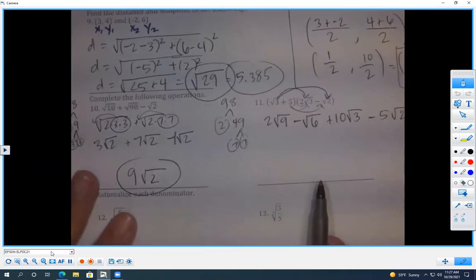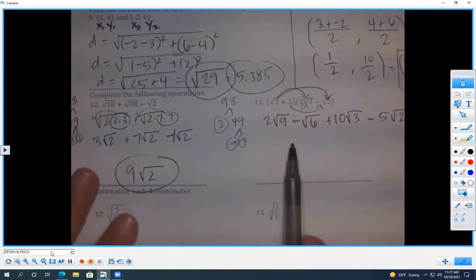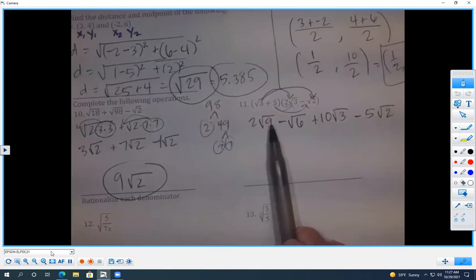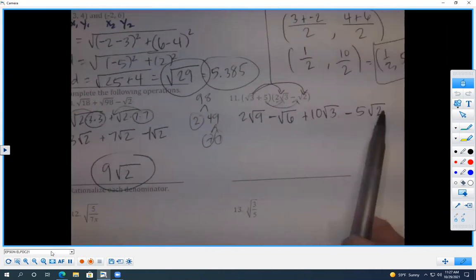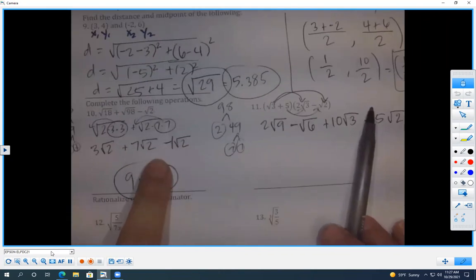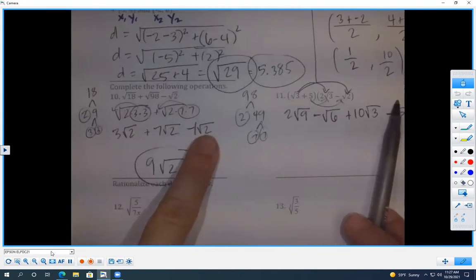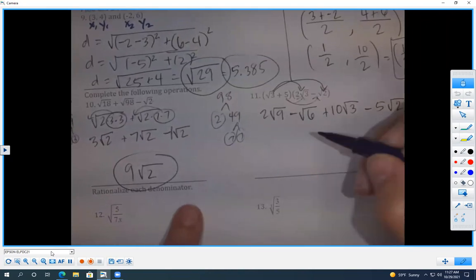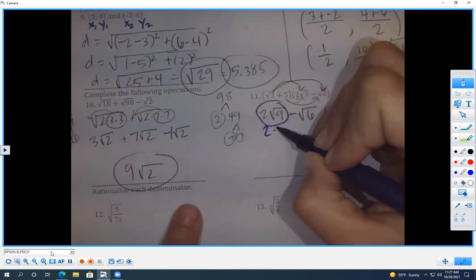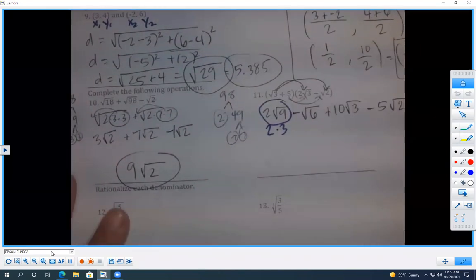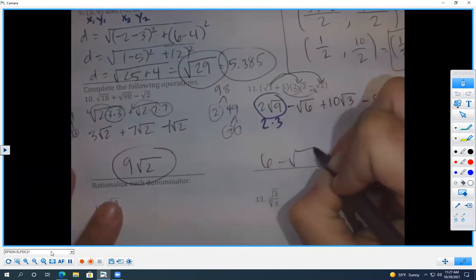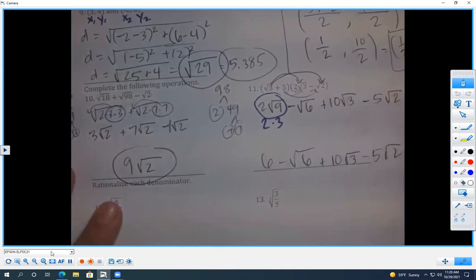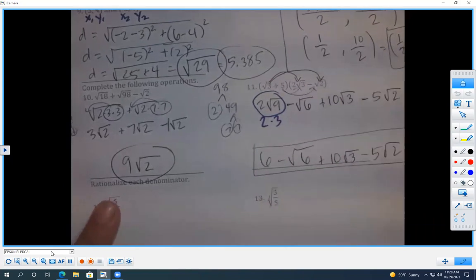Can I add those together, like combine like terms? No. Why not? Because they don't have the same root. Square root of 9, square root of 6, square root of 3, square root of 2 are all different. So I can't add them together like I did over here, because these had square root of 2, square root of 2, square root of 2. Can I simplify anything? Yes, the 2 square roots of 9. What's the square root of 9? 3. So that's 2 times 3, which is 6, minus the square root of 6, plus 10 square roots of 3, minus 5 square roots of 2. That's my answer.